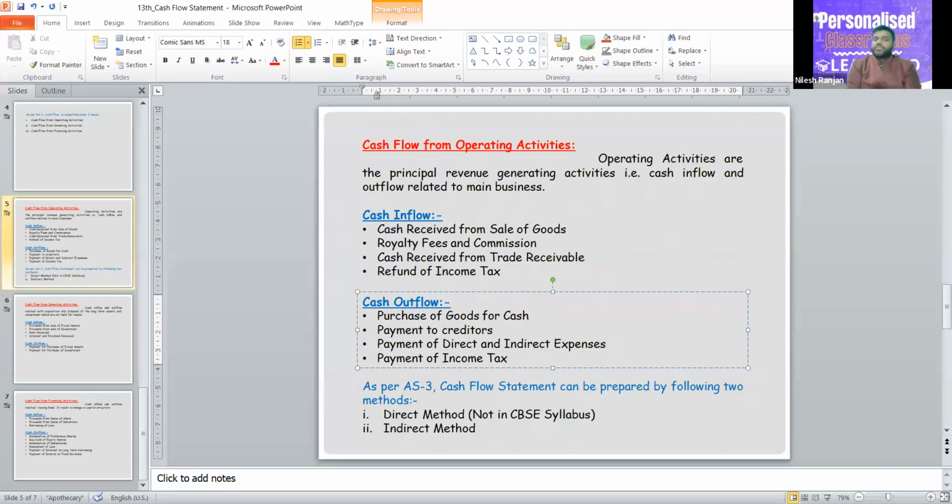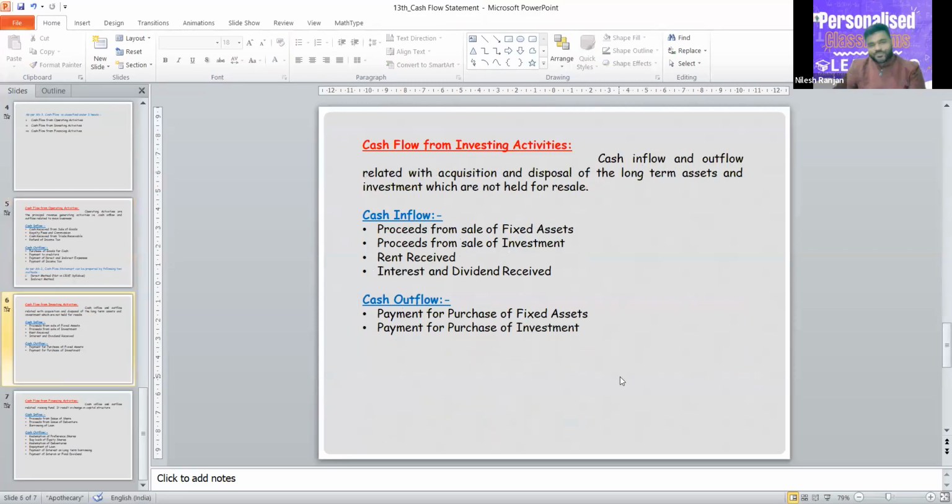Now, as per AS3, cash flow statement can be prepared by following two methods, direct method and indirect method. Actually, direct method is a little bit easier than indirect method, but it is not in your syllabus. They want you to try the hard method. So yes, we'll discuss indirect method. Okay.